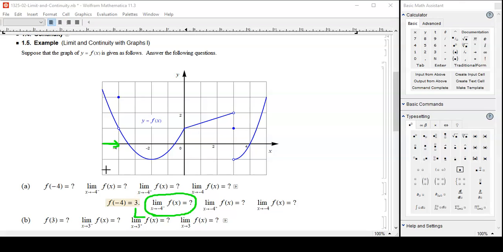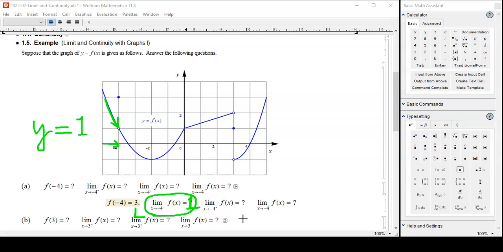So if I follow the graph, I have to follow this way from the left. And the function value is the y-coordinate. So which y-coordinate do we get to? We get closer and closer and closer to y equals what? 1. Is that clear? So this y-coordinate value, or this limit value, has to be 1.